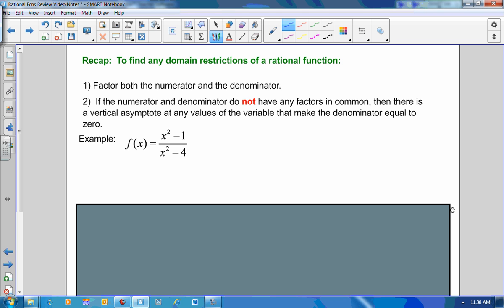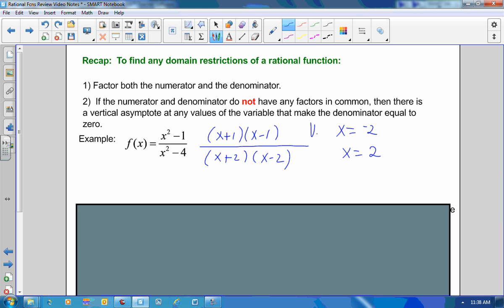So in this case here, my numerator factors into x plus 1 times the quantity x minus 1. It's a difference of 2 perfect squares. My denominator, x plus 2 times the quantity x minus 2, another difference of 2 perfect squares. There are no common factors, so my denominator will equal 0 when x equals -2. It will also equal 0 when x equals +2. So these are the equations of my vertical asymptotes.